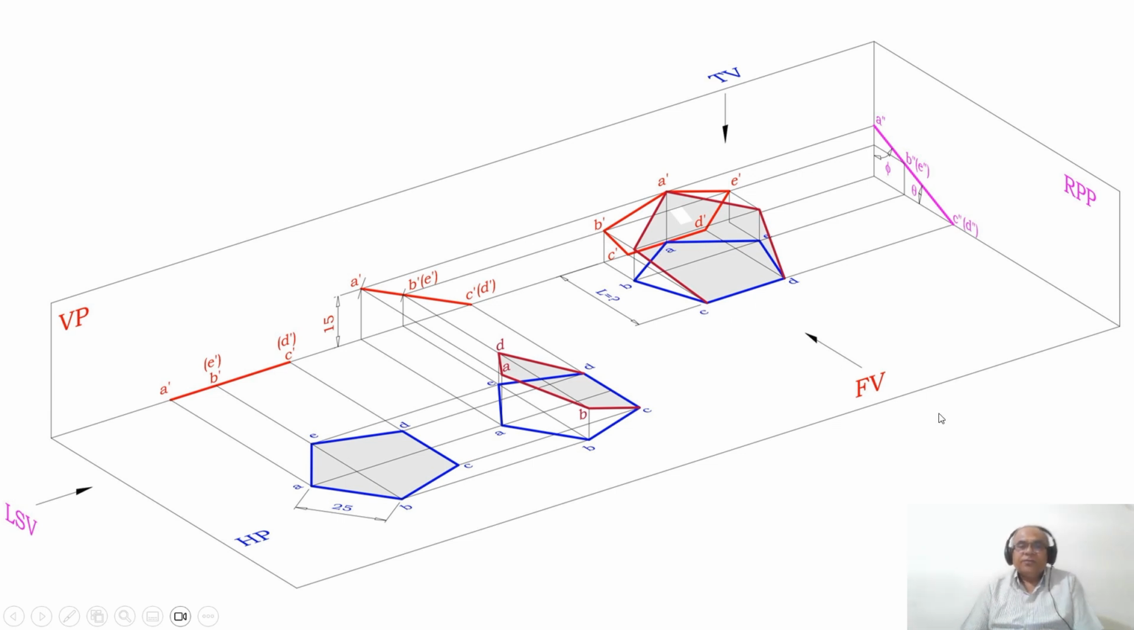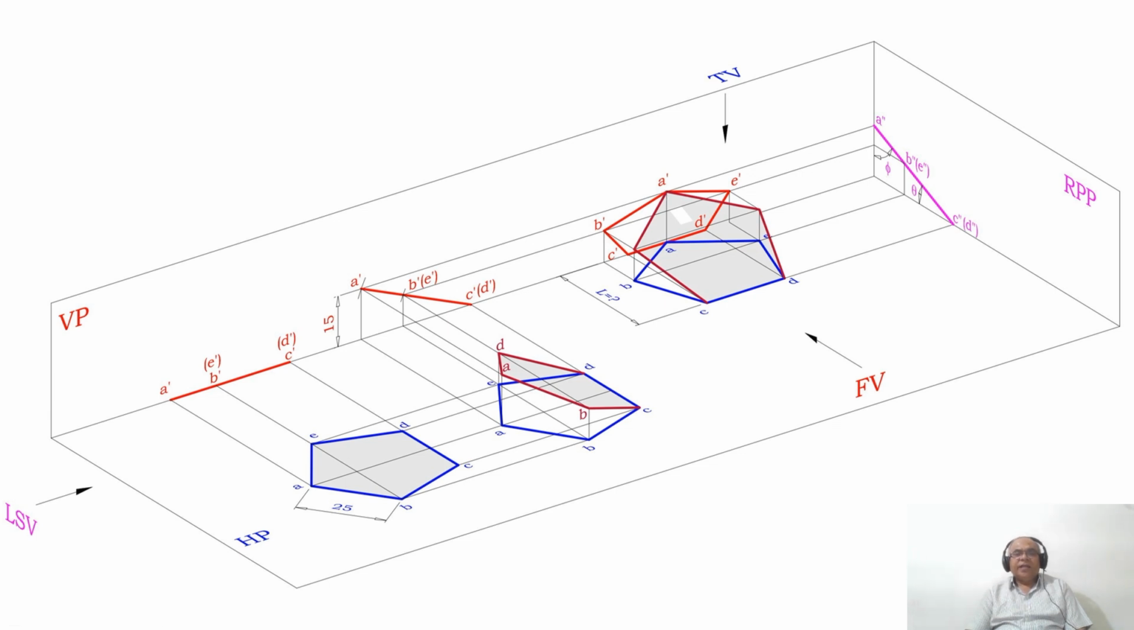Then when you look from the front view, A dash is here. This B dash will be projected here, and this E dash will be projected here, and C and D are on the XY line. So C dash and D dash will be on the XY line. Then you join A dash to B dash, B dash to C dash, C dash to D dash, D dash to E dash, and E dash to A dash with a dark line. So this is how you will be getting the image in the vertical plane. The side is resting on HP, while the corner opposite to the side is resting on VP.